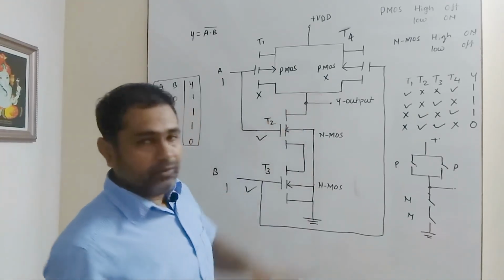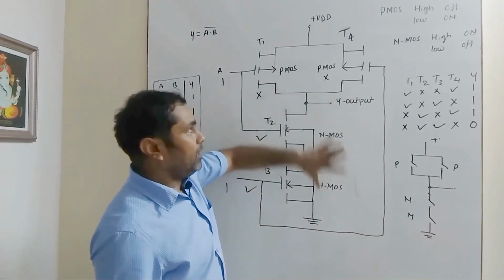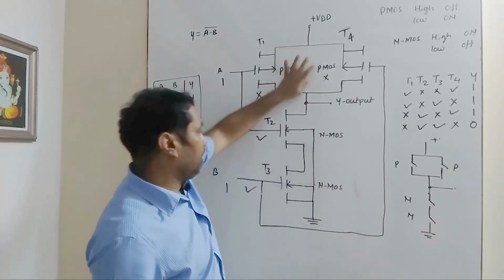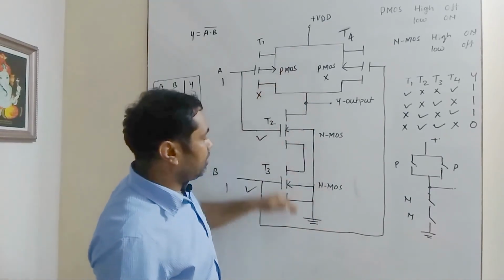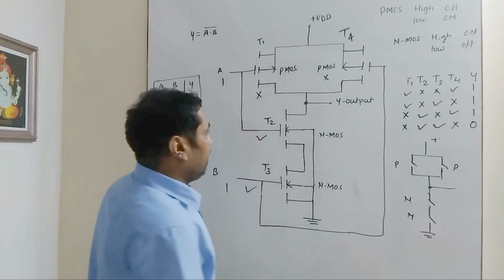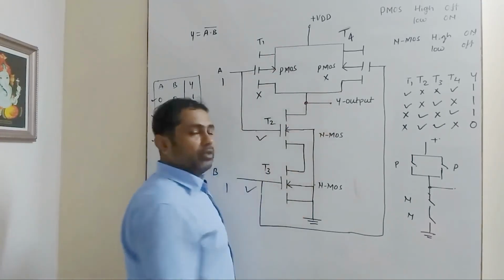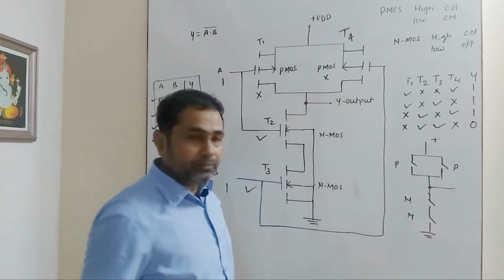In this circuit, I will again repeat that the PMOSes are always connected to the driver circuit, and NMOSes are always connected to the load circuit. Driver and load circuits are combinedly connected in a series circuit, and their drains are taken common, and at the common drain the Y output is taken.